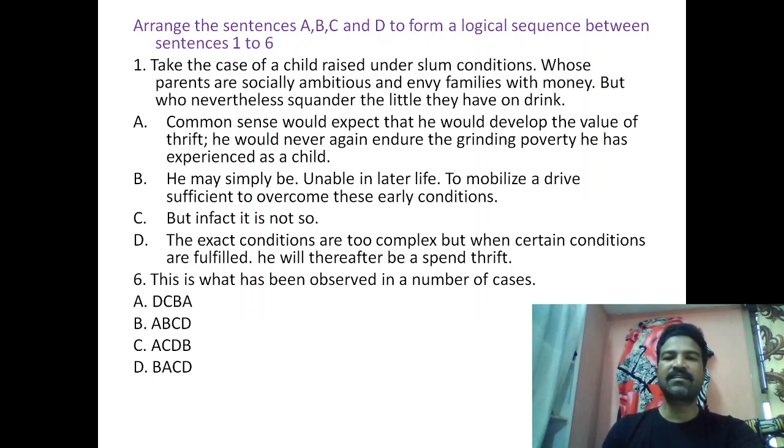A: Common sense would expect that he would develop the value of thrift. He would never again endure the grinding poverty he has experienced as a child. B: He may simply be unable in later life to mobilize a drive sufficient to overcome these early conditions. C: But in fact it is not so. D: The exact conditions are too complex, but when certain conditions are fulfilled, he will thereafter be a spendthrift. So try to guess the right combination of the sentences so that you will be able to form a proper, meaningful passage. Your time starts now.